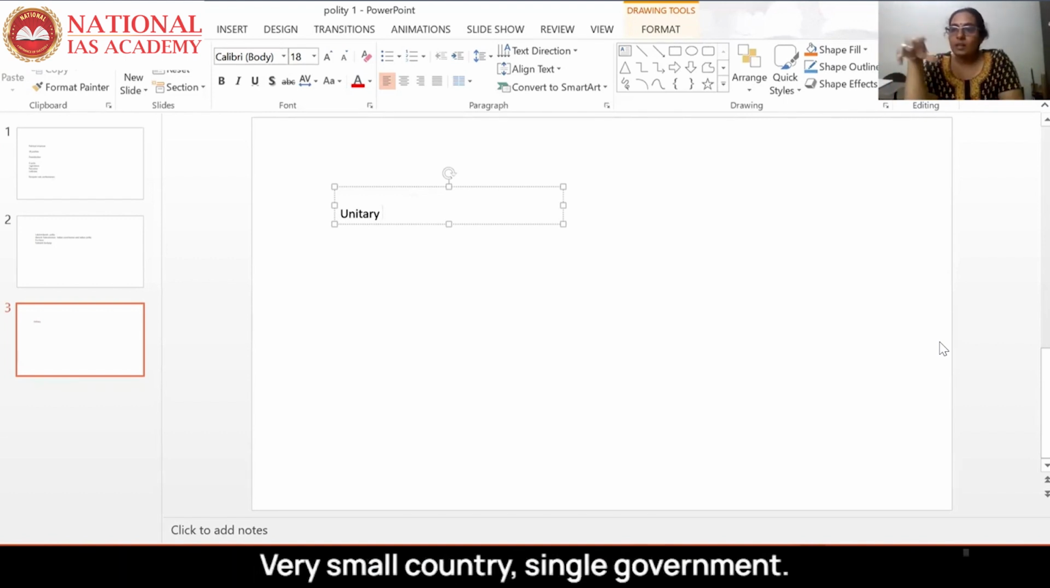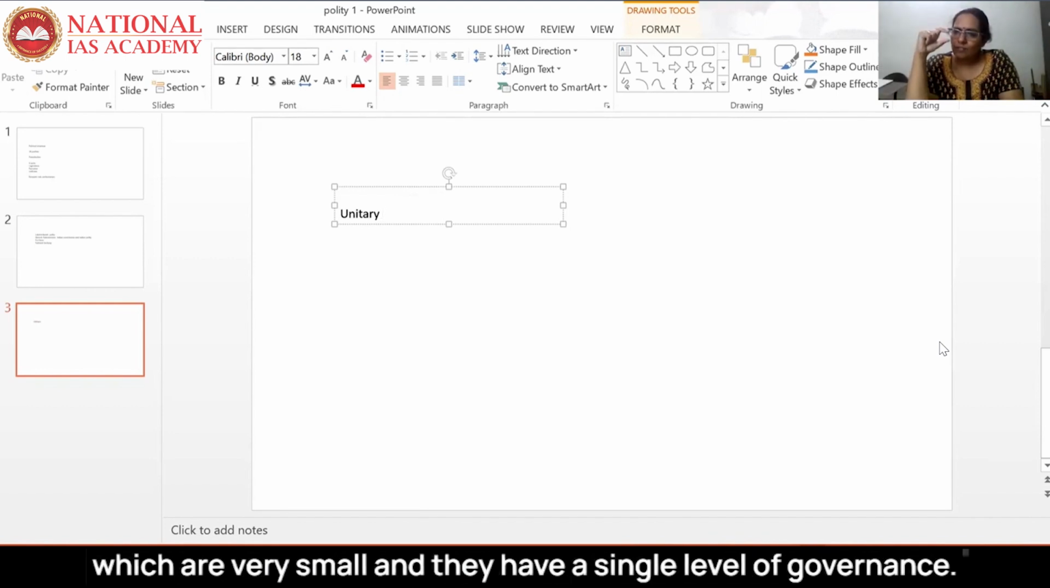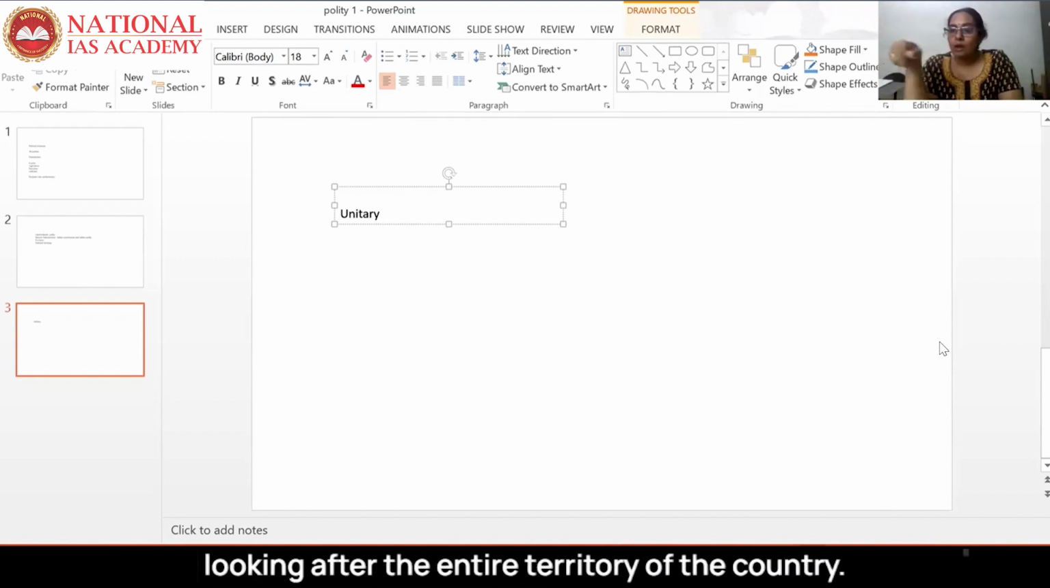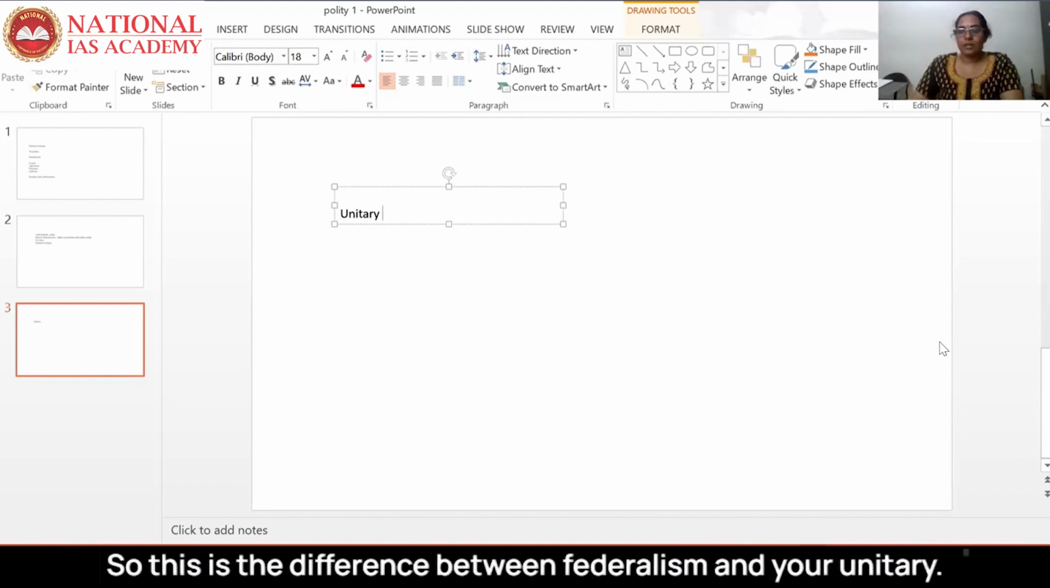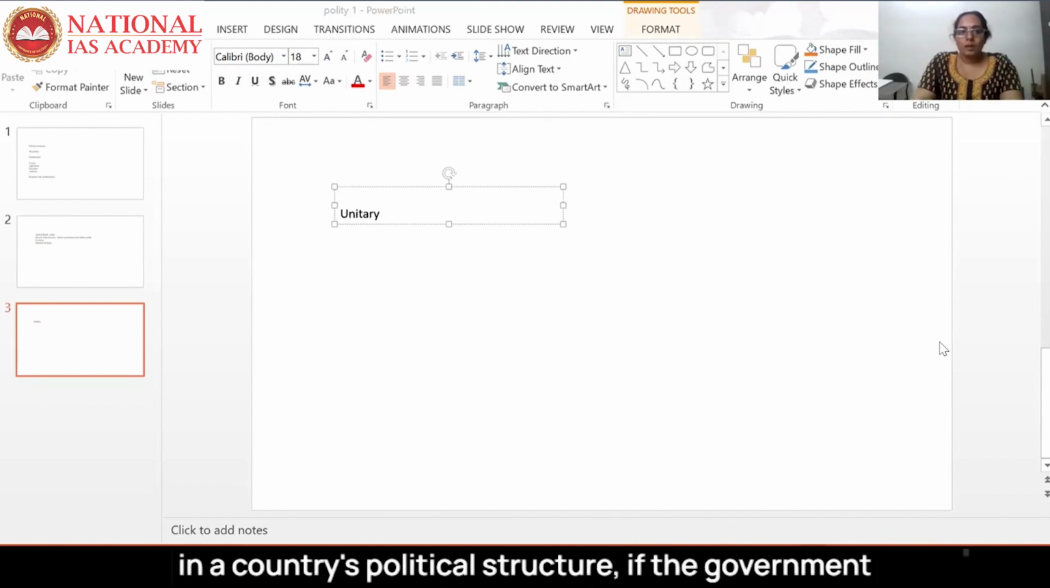Very small country, single government. Example can be countries like Netherlands, which are very small and they have a single level of governance and a single government looking after the entire territory of the country. So this is the difference between federalism and unitary. So please write down federalism in a country's political structure.